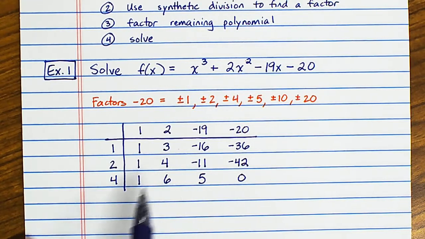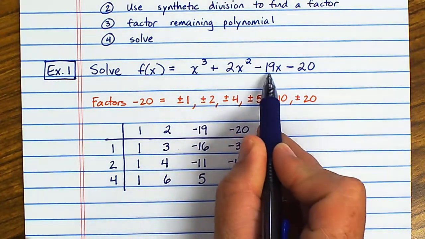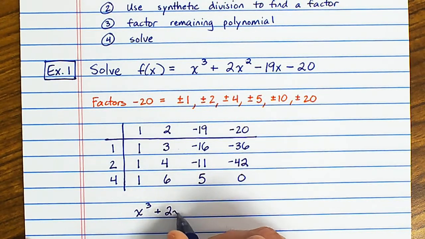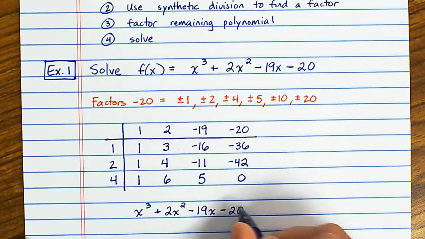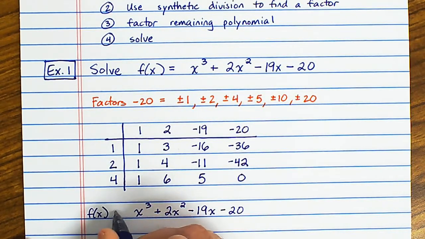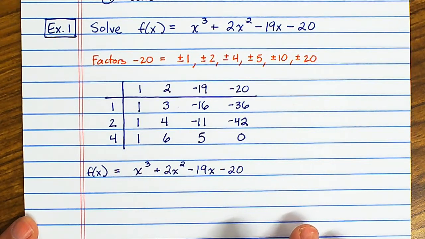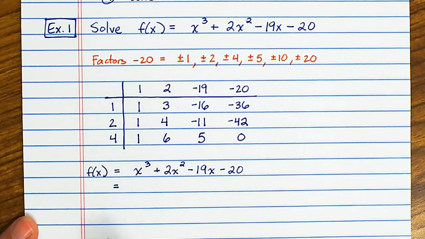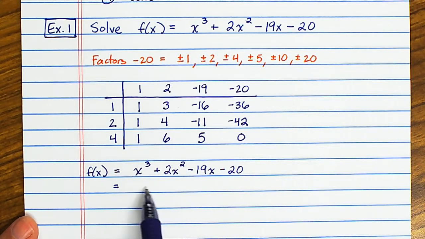So now I have to take that information and solve. So I know that x to the third plus 2x squared minus 19x. I'm going to write that down here again. So we had x to the third plus 2x squared minus 19x minus 20. This was f of x. I know that that is exactly the same as, okay, I got a 4 here. How do I write that 4 right here? Does anybody remember?